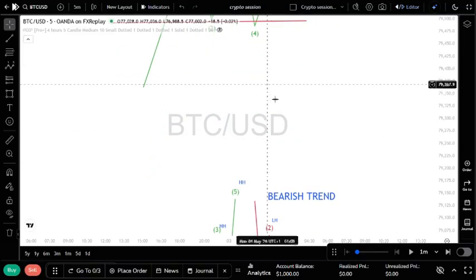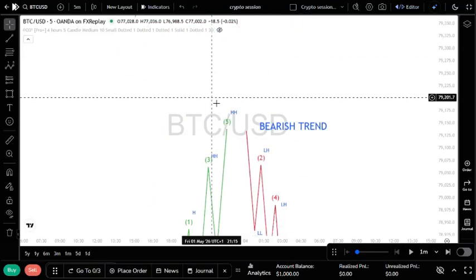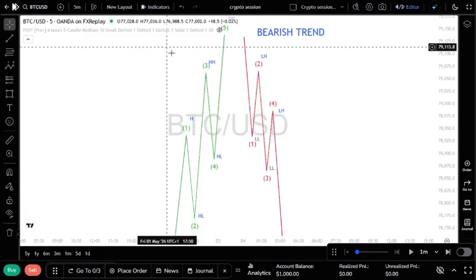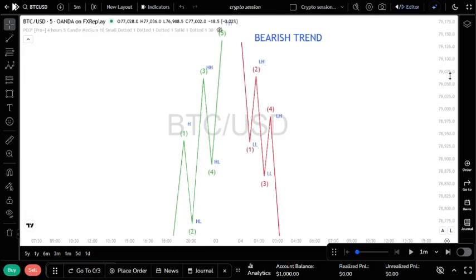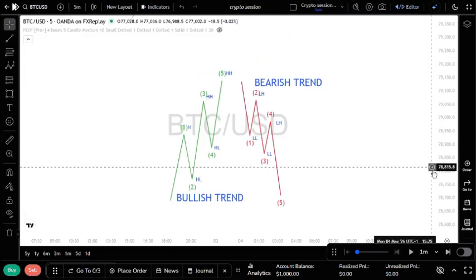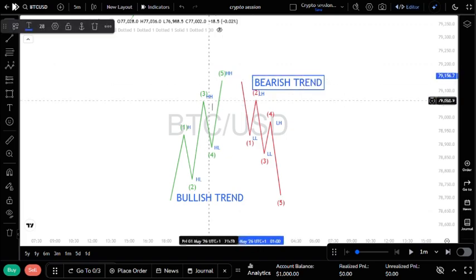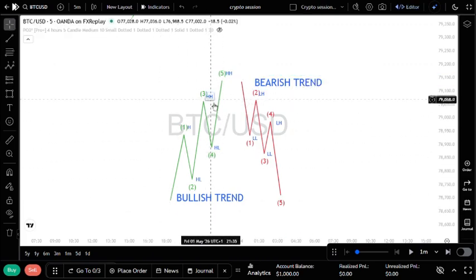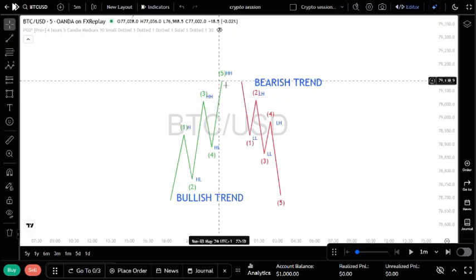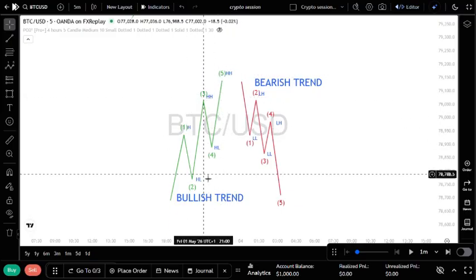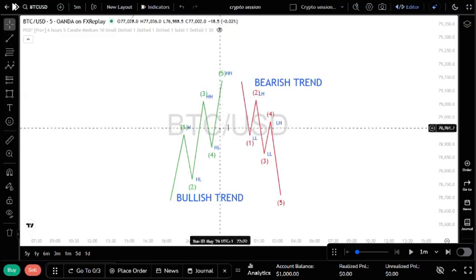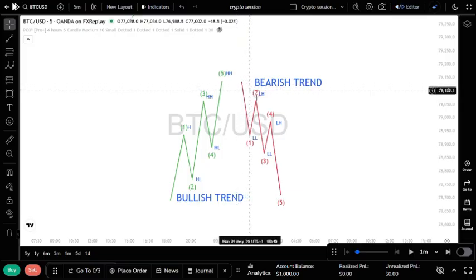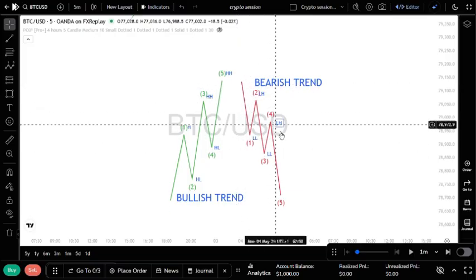Let's go further down. So this is an example of a trend. This is a bullish trend. These green lines you're seeing are a bullish trend, a series of higher highs and higher lows, as said in the previous video. This is a bearish trend, a series of lower highs and lower lows.